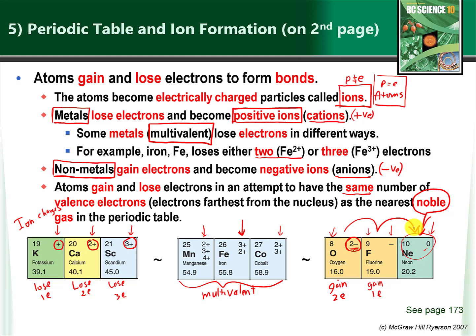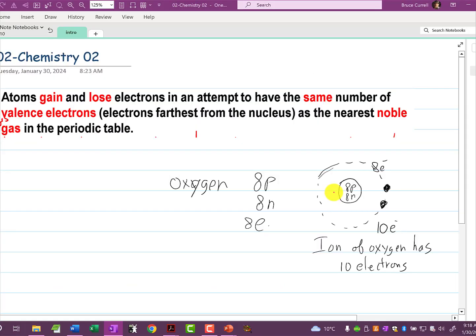And there's another term here that we're just learning: valence electrons. These are the electrons furthest from the nucleus. So that's another term here that we need to know. Valence electrons. These are the ones furthest from the nucleus.